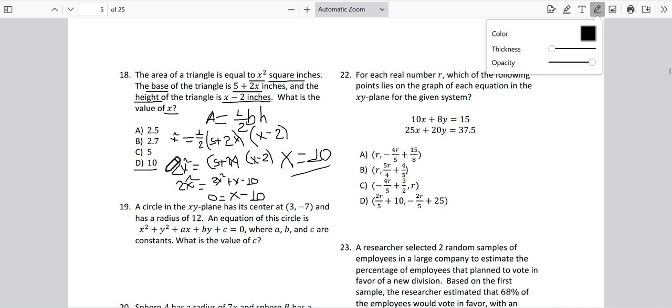So to solve this question easily, we just need to know this area formula, the area of a triangle.